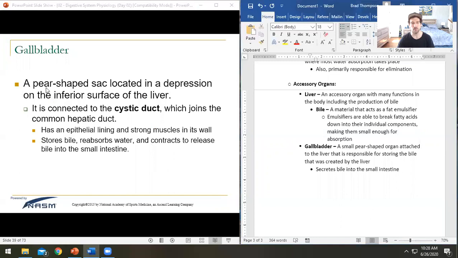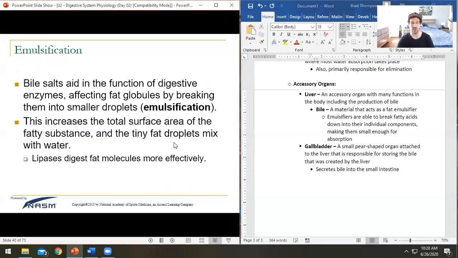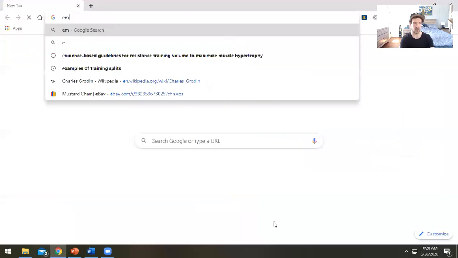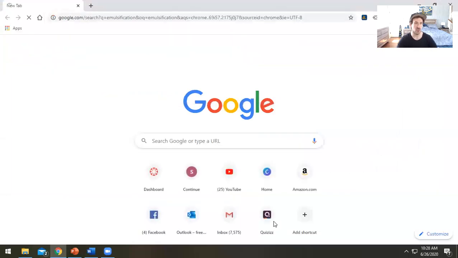So gallbladder, a little pear-shaped sac underneath the liver there. It has little walls that allow it to squeeze and get those bile salts into the small intestine. So that is what we call emulsification, right? Emulsification is where bile salts aid in the digestion of fat globules by breaking them into smaller and smaller droplets.